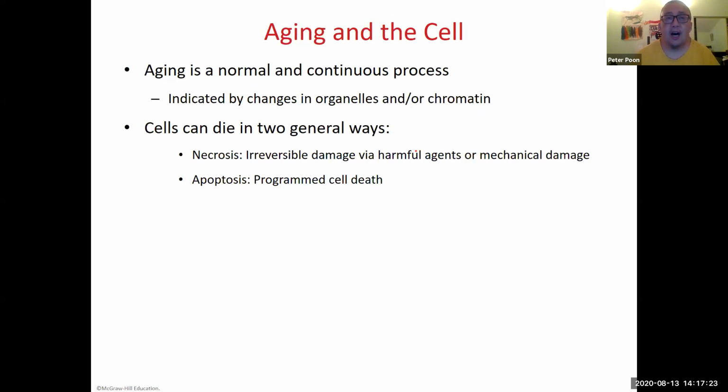I'll cover necrosis and apoptosis. We'll go over this again in physio. Necrosis is irreversible damage caused by harmful agents or mechanical damage. It's damage beyond what the cell can handle, and it just kind of dies. Apoptosis is programmed cell death. The cell commits suicide.